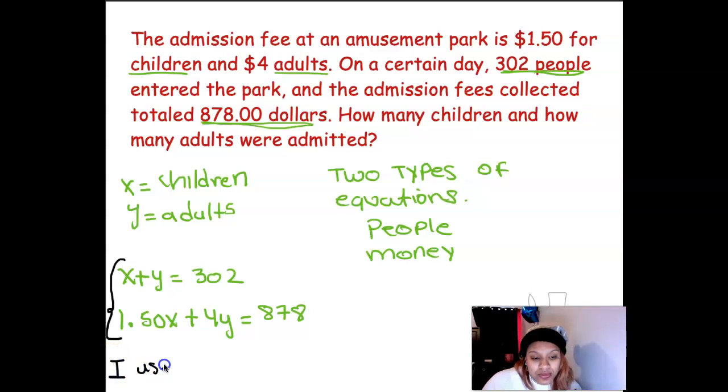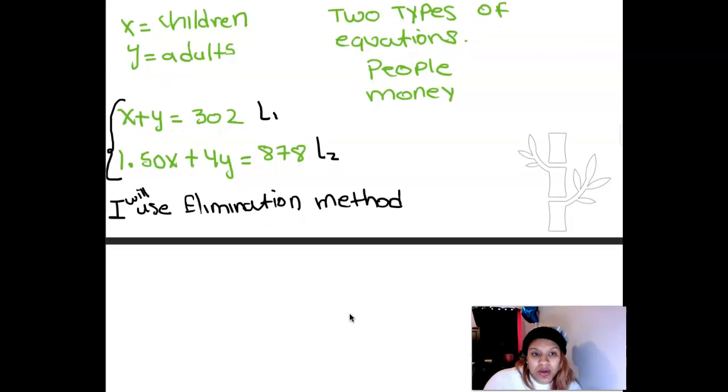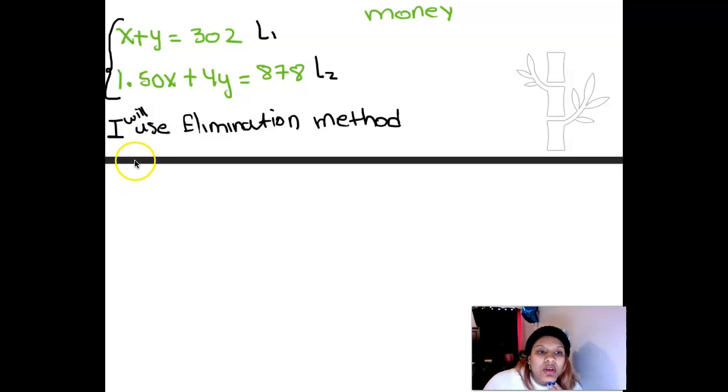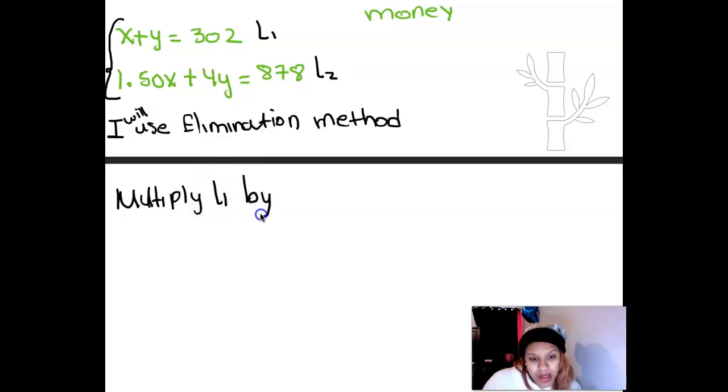So I will use the elimination method. I'm going to label this as my line 1 and line 2. Okay, so let's see. If I want to cancel the x's, which I always go for, I'm going to multiply line 1 by negative 1.50. Because when you are doing the elimination method, the goal is to eliminate one of the two variables. And in this case, I want to eliminate the x. So in order to eliminate them, when I add both equations, they have to be the same number but opposite signs. So I'm going to multiply line 1 by negative 1.50.